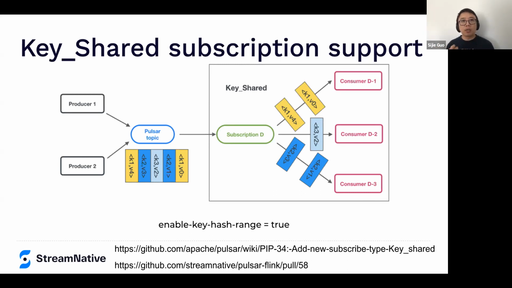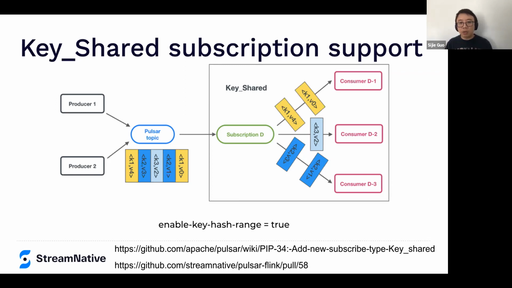So key shared subscription is a feature that was introduced in Pulsar 2.5. Key shared subscription allows people to increase the consumer parallelism beyond the number of partitions. So you can scale up your consumption and also guarantee the ordering when reading individual keys. And it has been used in a lot of stateful streaming applications, but it hasn't been integrated with Flink.